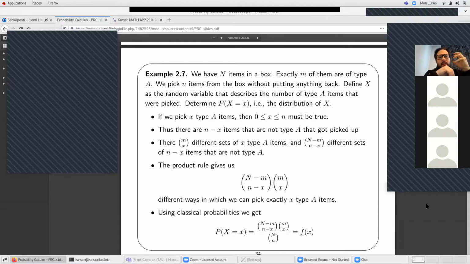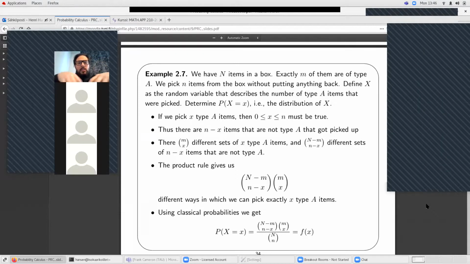So if we pick items, what are the constraints here? If we pick any type A items, then the number of items that we get cannot be smaller than 0, obviously. Also, we cannot get more type A items than we actually pick. Also, we can't get more type A items than there actually are in the box. So X must be smaller than or equal to n, but it must also be smaller than or equal to M, whichever is smaller.